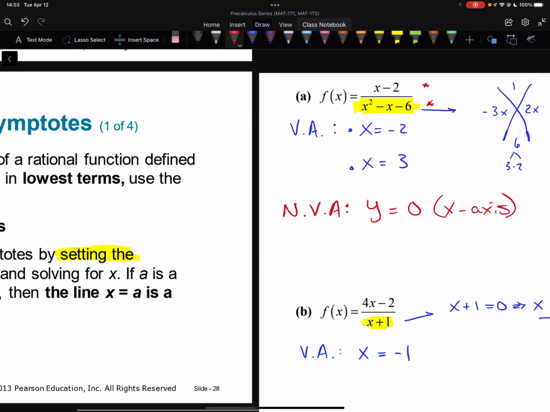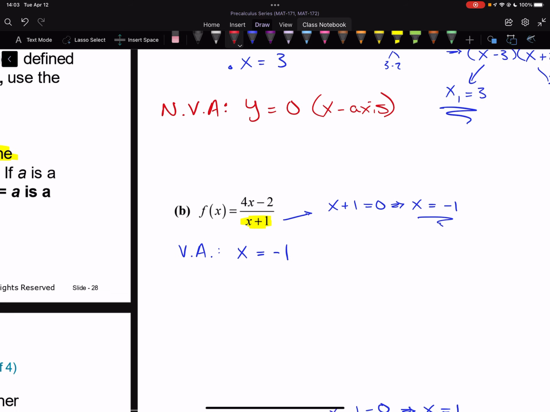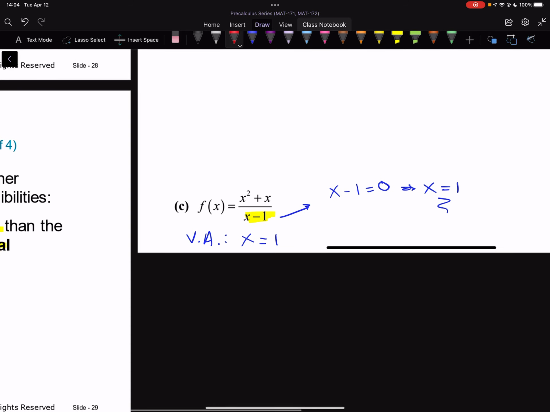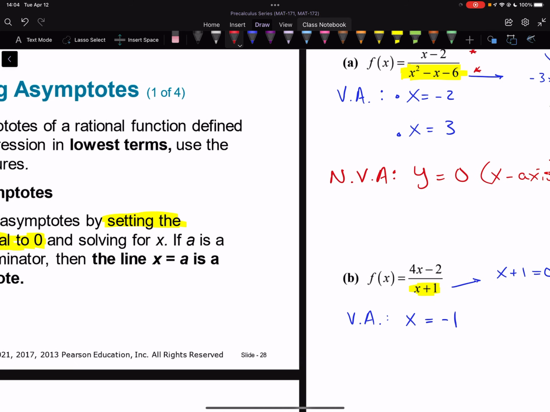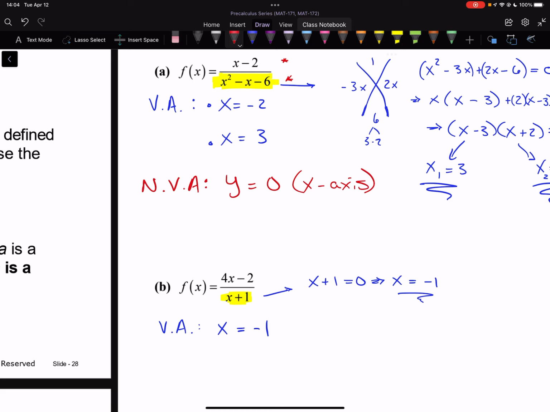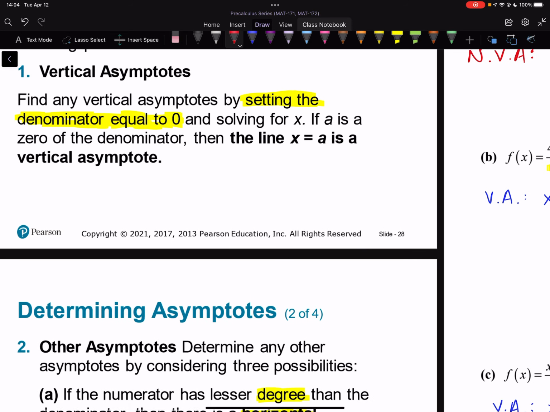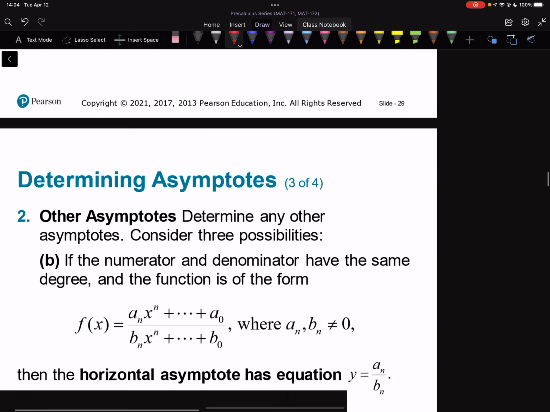All right. Now let's look for any other ones. No, those degrees aren't in that configuration, and those aren't either. So that first definition for the non-vertical only applies to part A. So let's see if there are any others. All right, here we go.